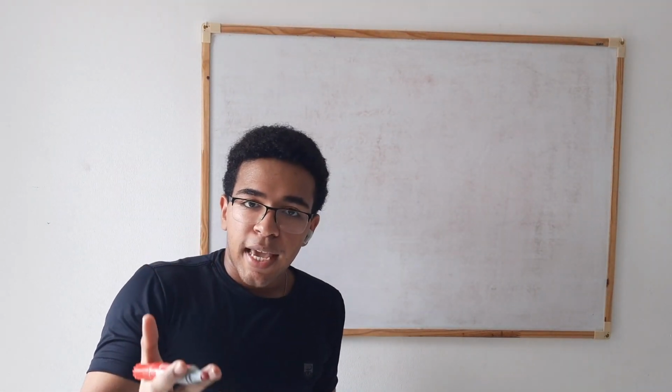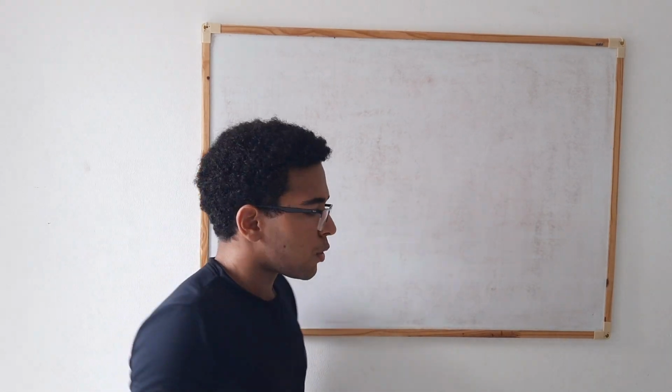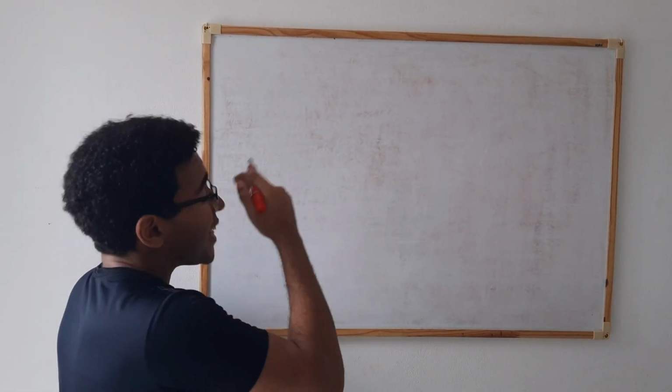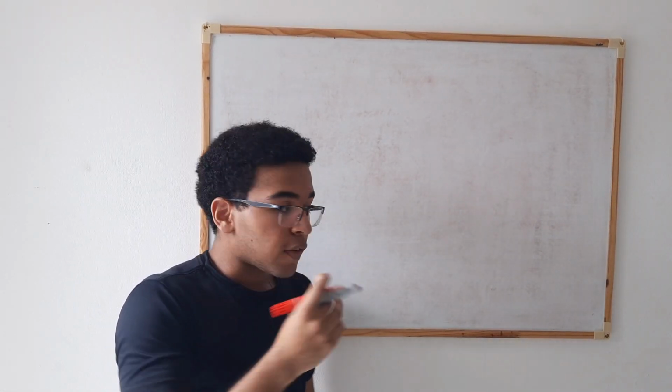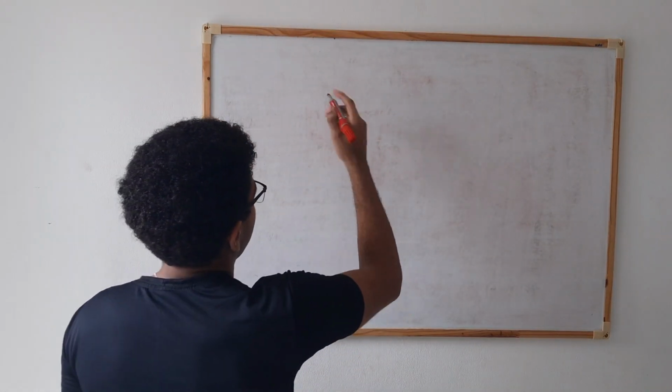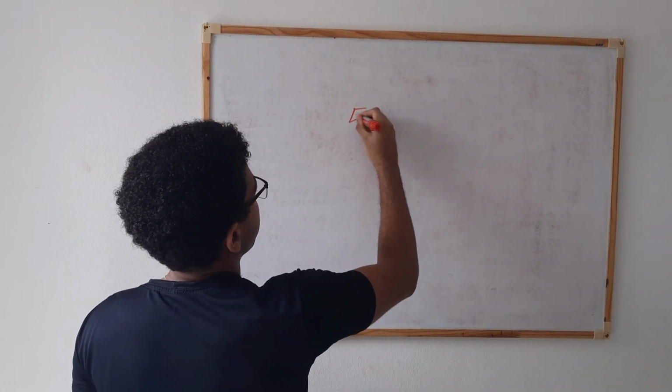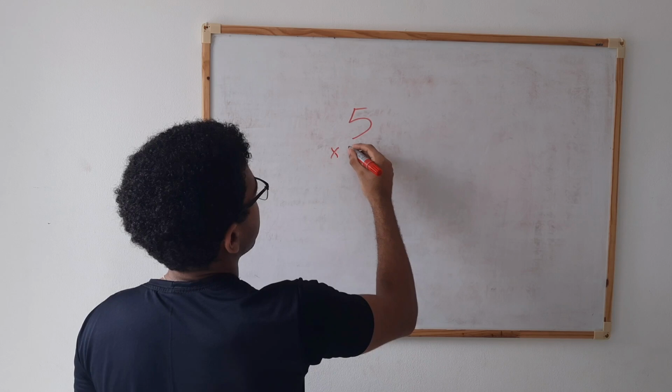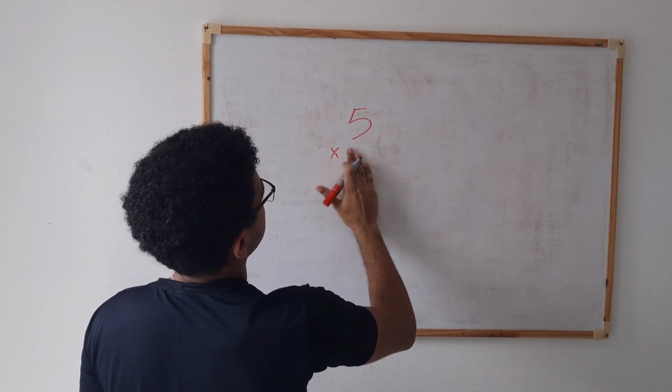Now, multiplication, I think this one is the easiest to understand, is also a variation of addition. But how exactly? Again, with the example of 5, let's say we have 5 times, oh my god, that's really ugly.